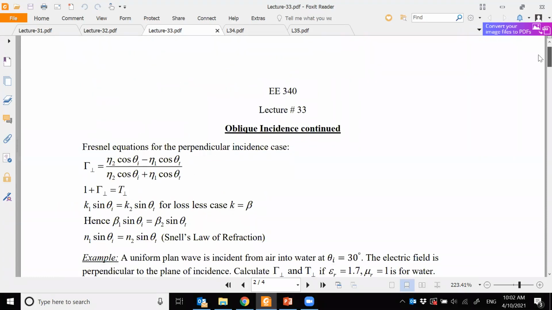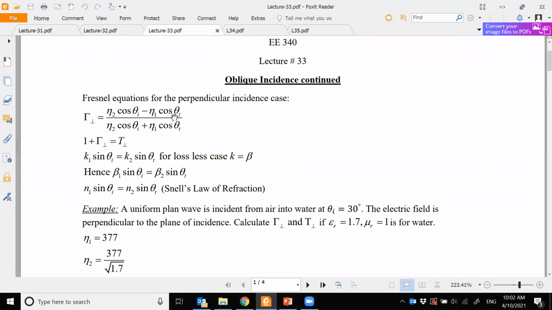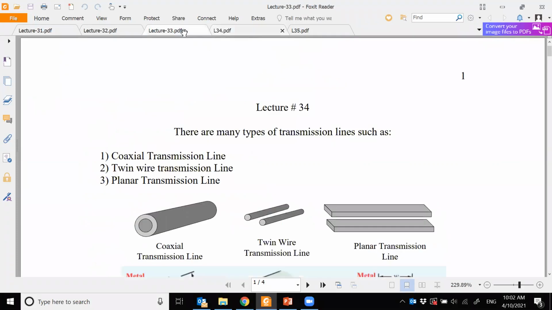Then for the perpendicular incidence, this is the reflection coefficient, and then this is the relationship between the reflection and transmission coefficient. Then we have Snell's law. So this is Snell's law of refraction. And Snell's law of reflection is that the incident angle is equal to the reflected angle. So these were all the things that we learned in the transmission and reflection of electromagnetic waves.